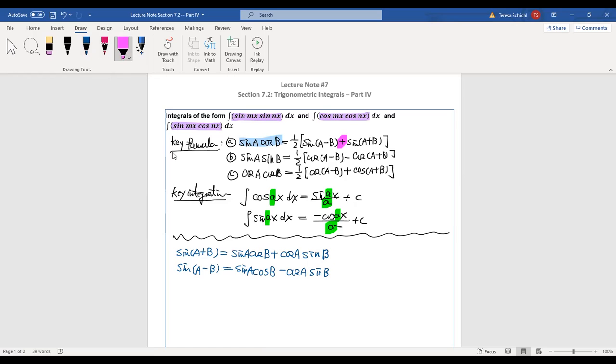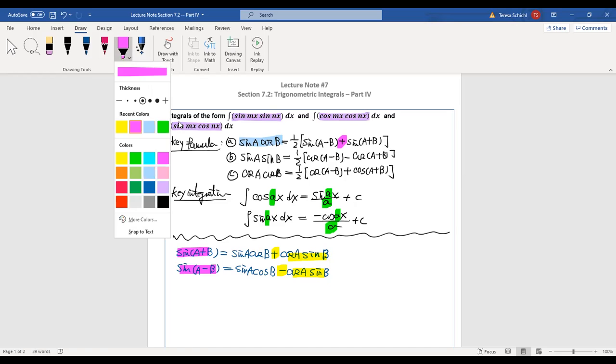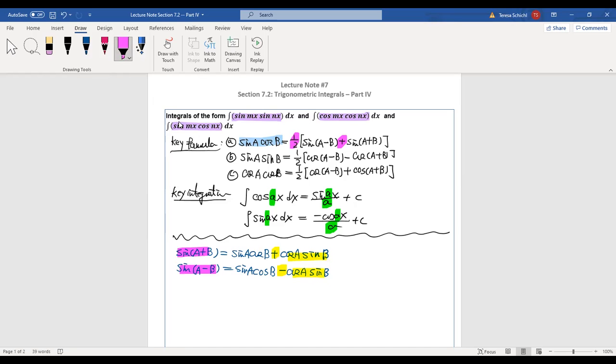So you add these two: sine A minus B, sine A plus B, sine A minus B. When you add them together, these two terms disappear, right? One is negative, one is positive, so they disappear. You have 2 sine A cosine B. So that's where the 1/2 comes in here. That's a pretty easy way to show why this one's here.